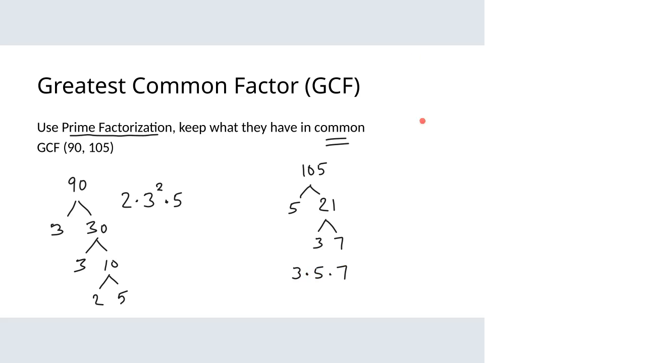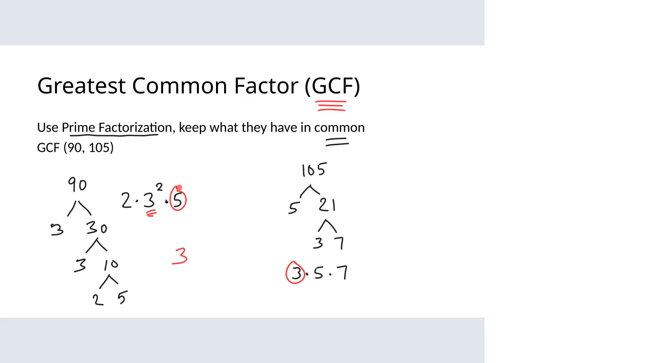Now, because I'm looking for the greatest common factor, I look for what they have in common. Where do they overlap? What do they both have? And as I look at these, that has a 3. This has 2 3s, but I can only keep one of them because they both have to have 2 3s in order for me to keep both of them. So I'm only keeping 1 3.